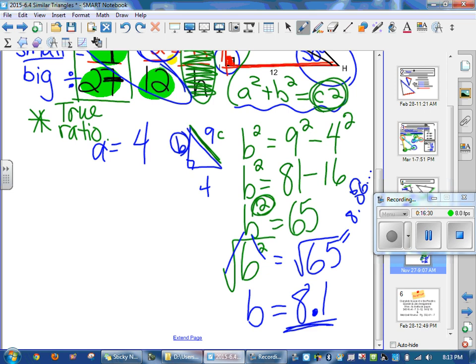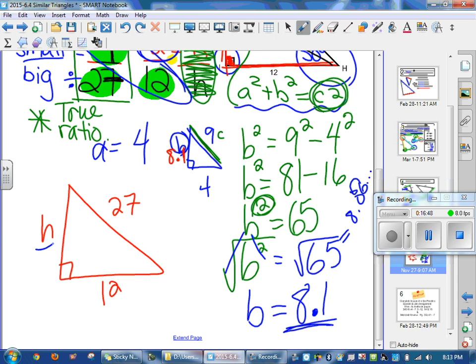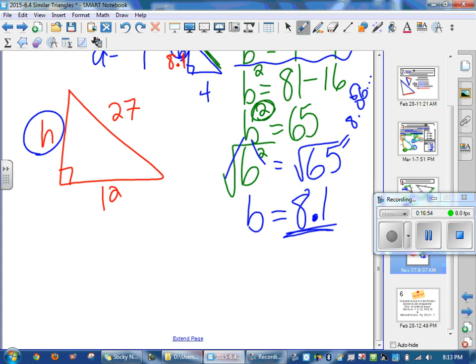Now we're going to go to our large triangle. On our large triangle, we had 27 and 12. But we didn't know what H was. We can easily, again, find out how big H is by using the same steps with our Pythagorean theorem that we did with our small triangle. So I'm going to do the exact same thing. H squared equals 27 squared, subtracting 12 squared.